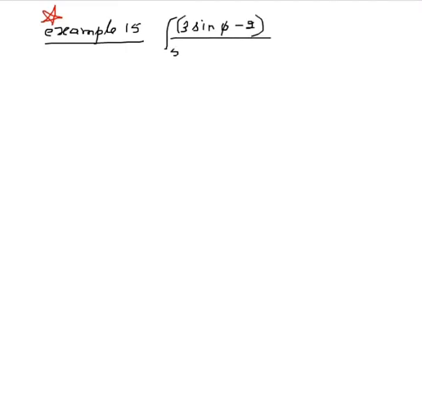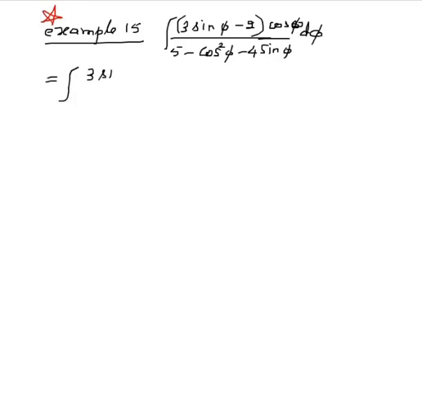Now let's do example 15, a very important question. Put a star for this question in your textbook. Integral of 3 sine phi minus 2, divided by 5 minus cos square phi minus 4 sine phi, d phi. Whatever the variable is given in the question, use the same variable. We have cos phi in the numerator. Since we have cos phi d phi, let us substitute sine phi as t.